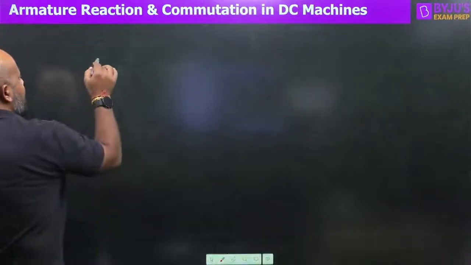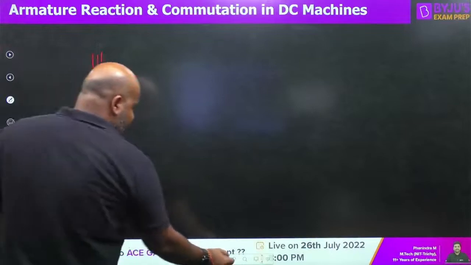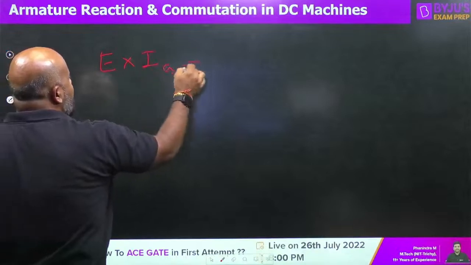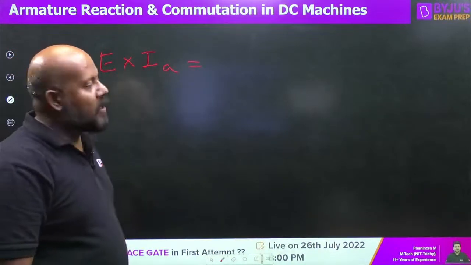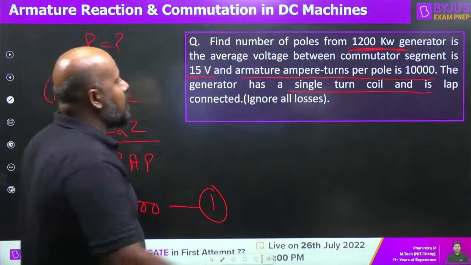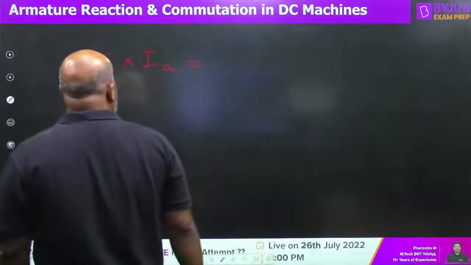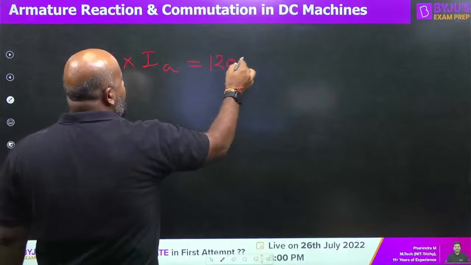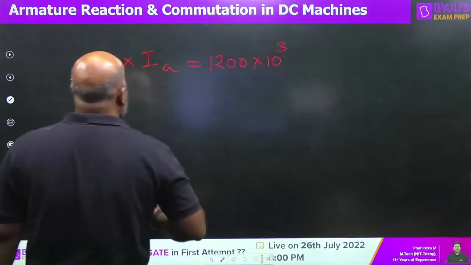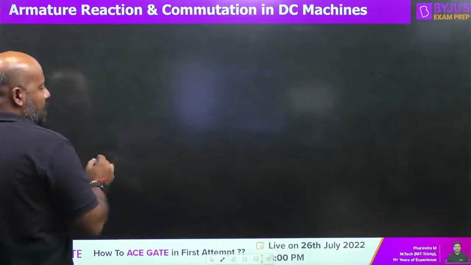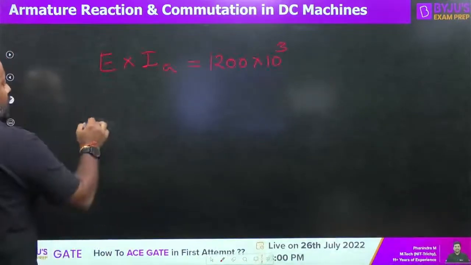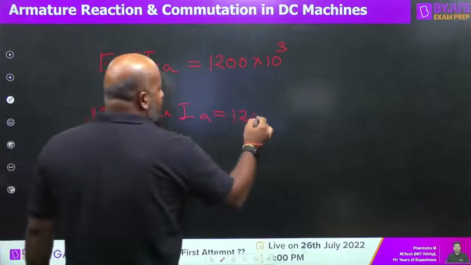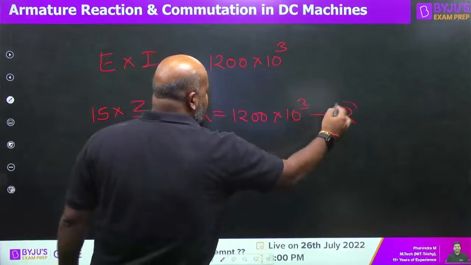So power is given. How can you write power? If you write E into IA, this power is mentioned as 1200 kilowatt. So I am writing this: 1200 kilowatt. What is E? Just now we have seen the EMF per turn, 15, multiplied by the number of turns Z by 2, into IA, that is 1200 multiplied by 10 to the power 3. This is equation number 2.